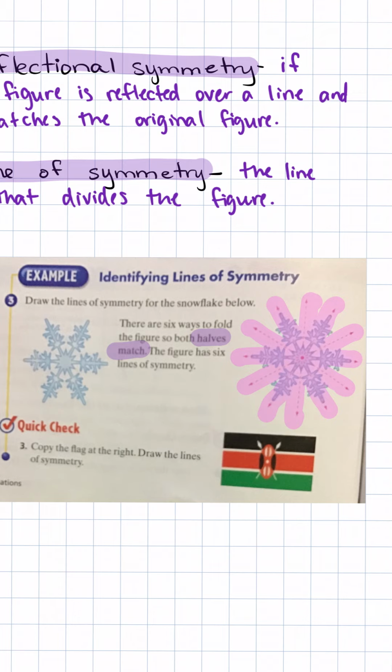So looking at this flag, copy the flag at the right. Draw the lines of symmetry. Remember, it has to match exactly, so keep that in mind. See what you come up with. Come back to me when you're done.